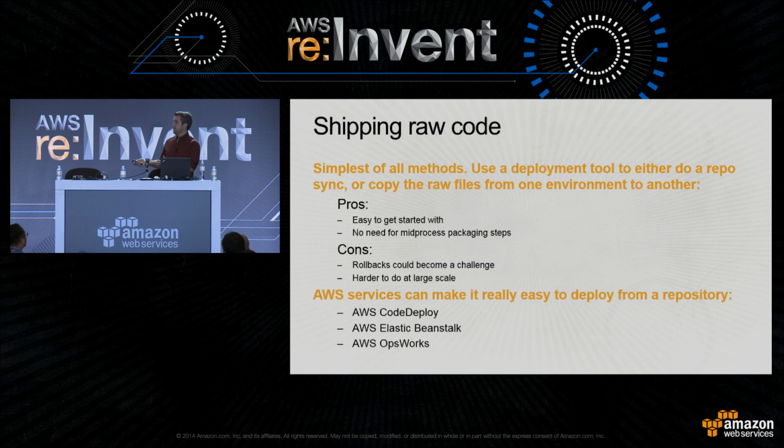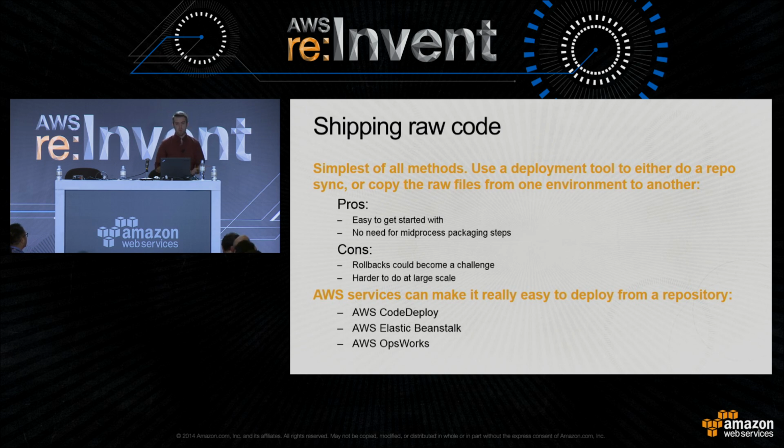So we'll start at the lowest common denominator, the simplest option that you have out there, which is just shipping raw code. This is telling your infrastructure, your web servers, your application servers, hey, grab this code out of a repository, maybe you're rsyncing it over, however it might be. Very easy to get started with. No need for some sort of mid-processing step of that code. You could take it right from your continuous integration system, potentially pass it out to a layer or make it something simple to put a button on.